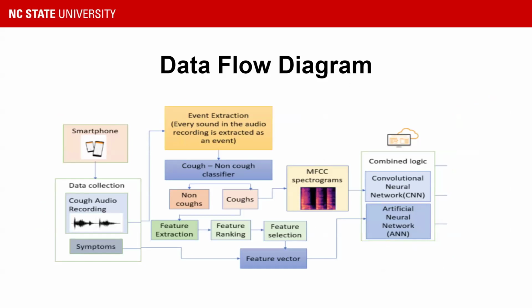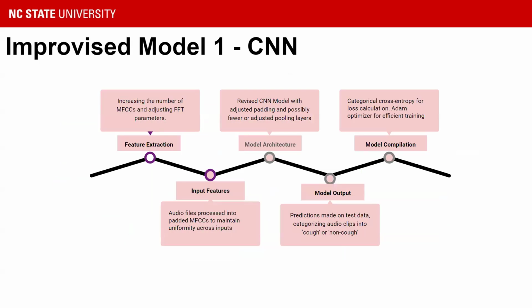So the data flow diagram that we used throughout the model was that first we took the audio signal in WAV files, then classified it into non-cough and cough. That is, we labeled the data. This was then converted to MFCCs, and then these MFCCs were fed into the artificial neural network and the CNNs.